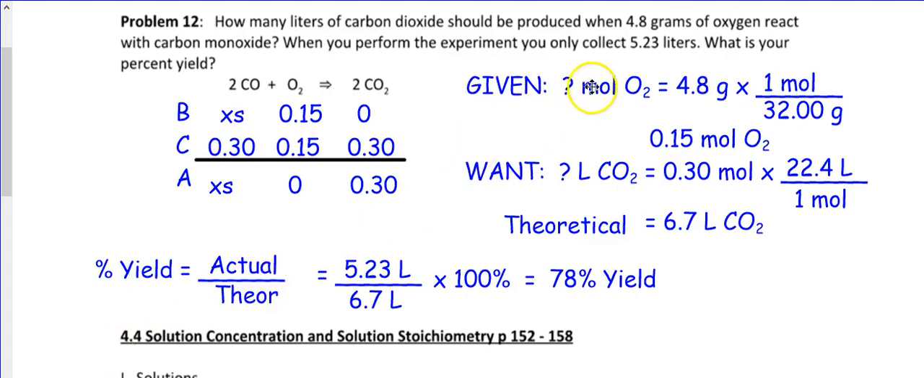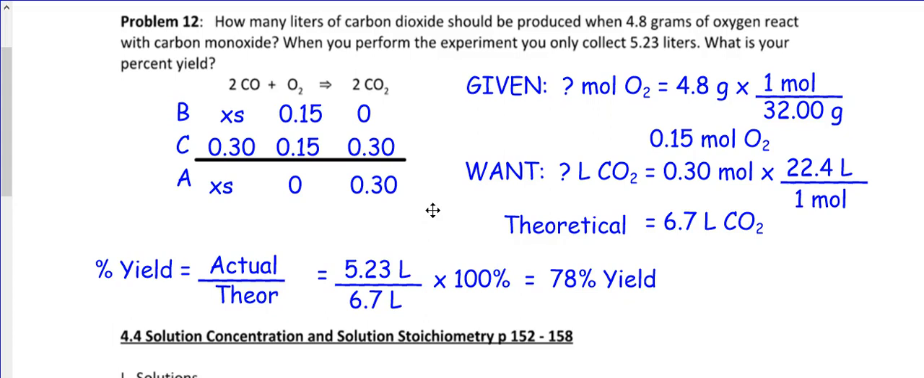Okay, this hopefully was a little bit easier because I have 4.8 grams of oxygen, so with 0.15 moles. Notice I have excess over here and I have 0 to start with. Obviously, this is my limiting reactant, so 0.15 divided by 1 times 2 is 0.3. Same thing here. So I have plenty of carbon monoxide. I run out of oxygen and I make 0.30 moles of carbon dioxide.